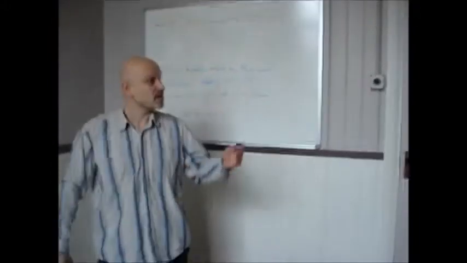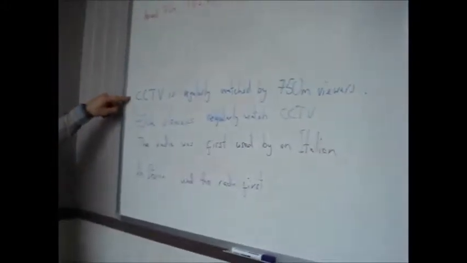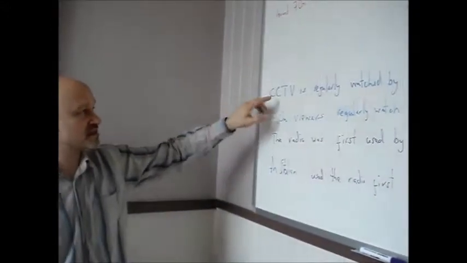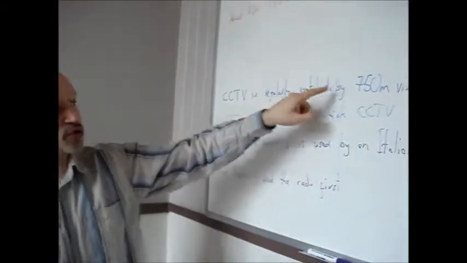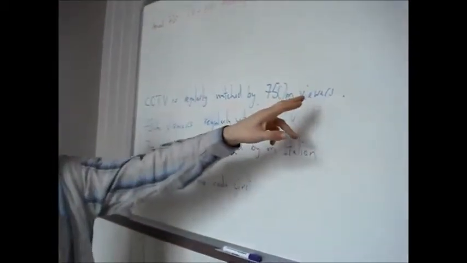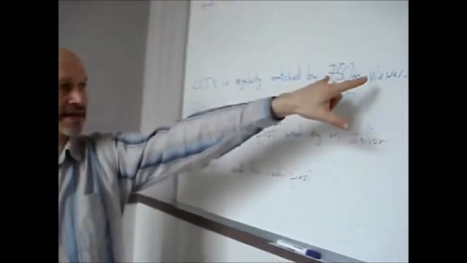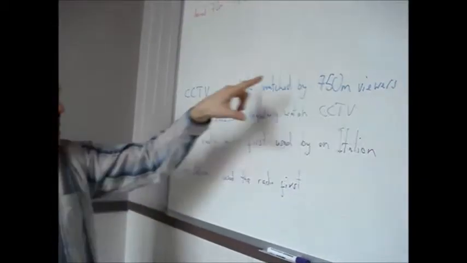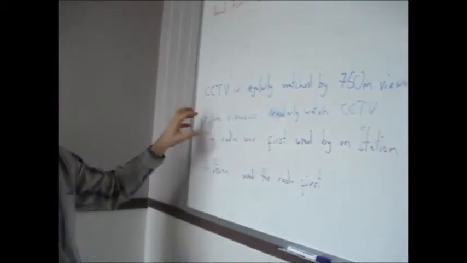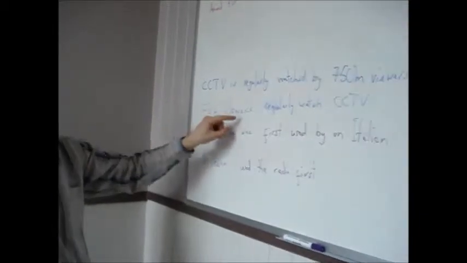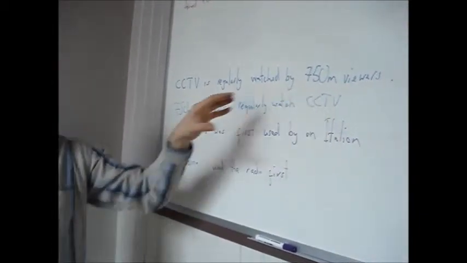And over here, we did some sentences looking at this. So this was a present simple passive sentence. CCTV is regularly watched by 750 million viewers. And then we made it into an active sentence by putting the object as the subject, and then we're saying, right, 750 million viewers regularly watch CCTV.